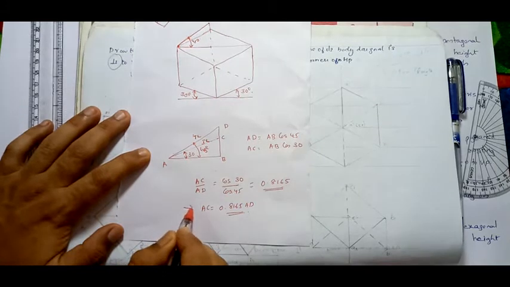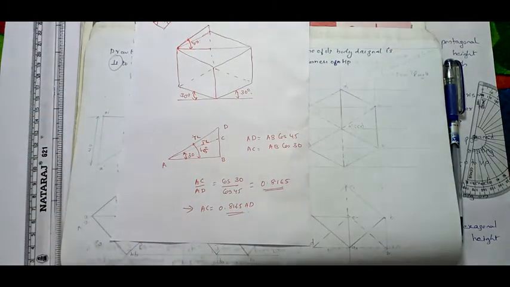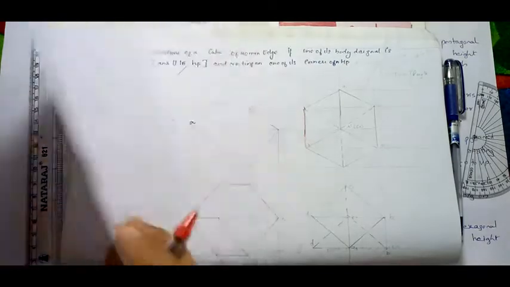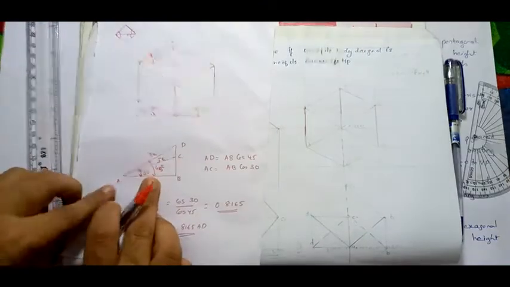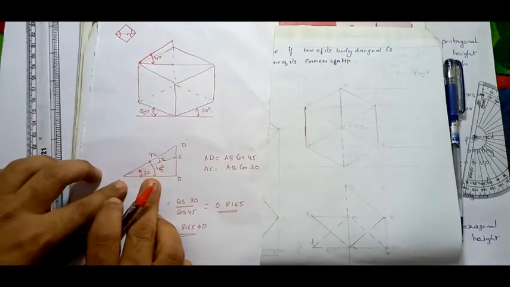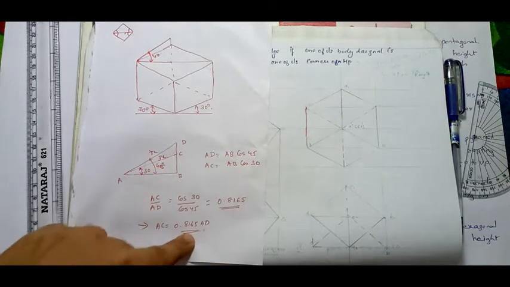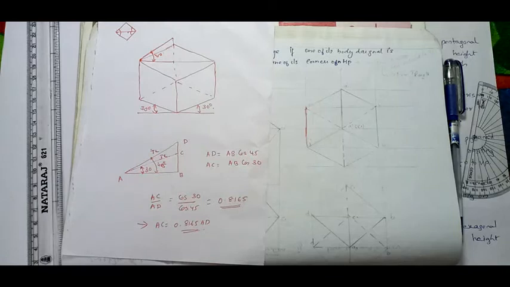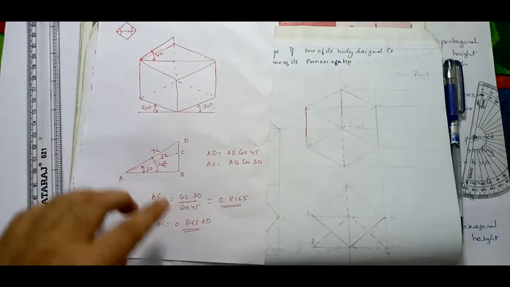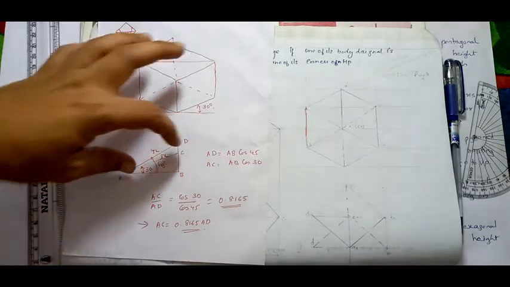So this is the ratio at which our isometric length is changing. Based on this, I will show you how to draw the isometric scale. We cannot calculate isometric length like this. We are basically studying graphics, and graphics does not need mathematics to solve all these things. Graphics means we have to solve graphically. So for that purpose, we will draw this figure.